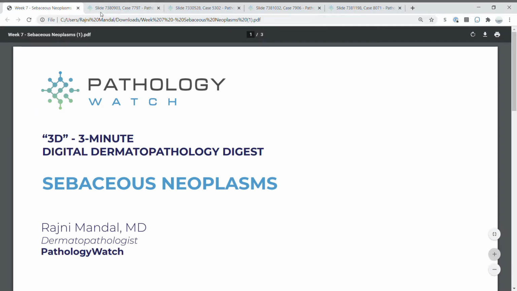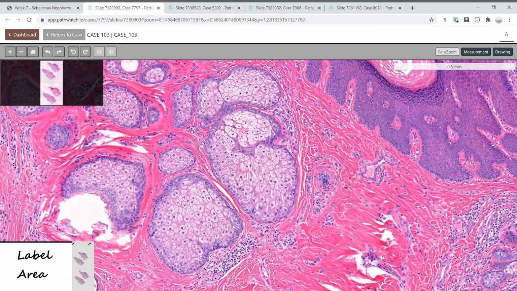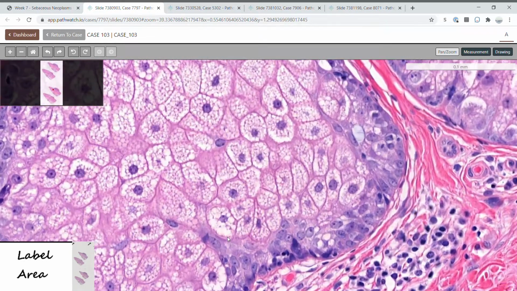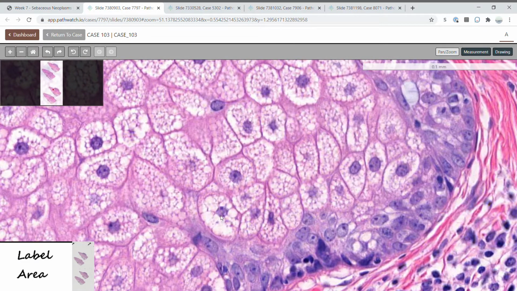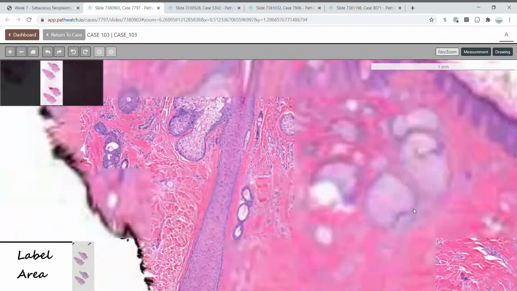Today's topic is sebaceous neoplasms. Sebaceous glands are seen here in the dermis. They are formed by mature sebocytes and immature sebaceous cells. Mature sebocytes show a vacuolated cytoplasm, which can sometimes indent the nucleus. This is in contrast to the immature cells that show increased nuclear cytoplasmic ratio and sometimes have foamy cytoplasm.